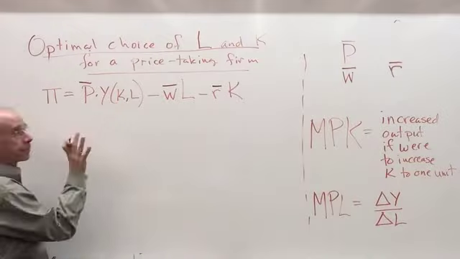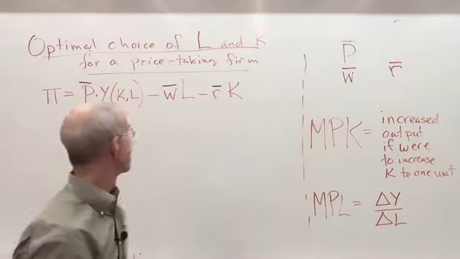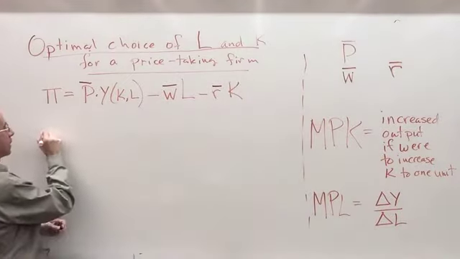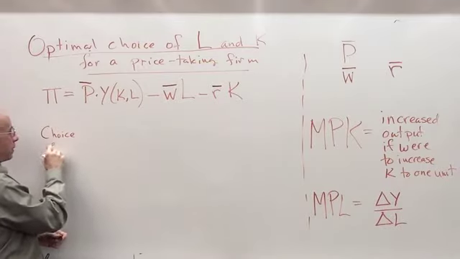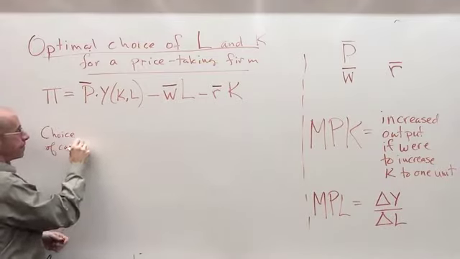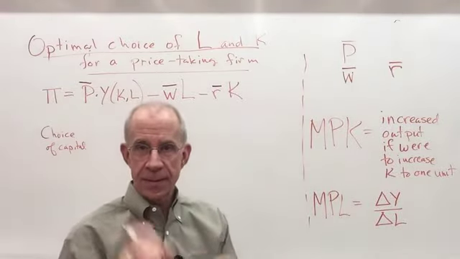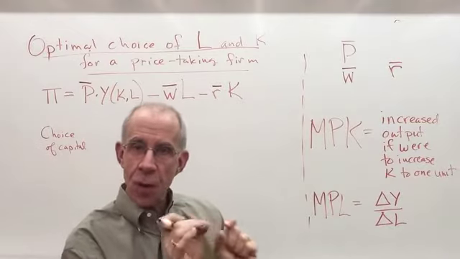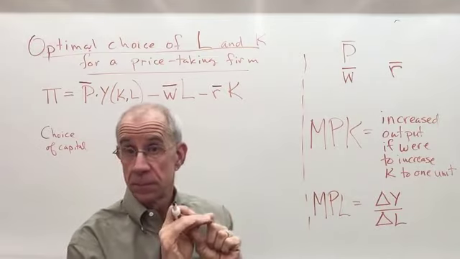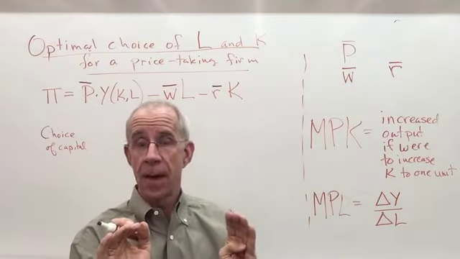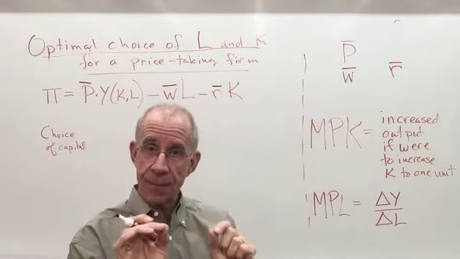Now, I'm going to break up the choice of labor and capital into two separate decisions. First, let's look at the choice of capital. Now, what they're going to do is to choose capital such that the extra profit that they could get by varying the amount of capital is zero. They can't get any more output or profit by changing the level of capital.